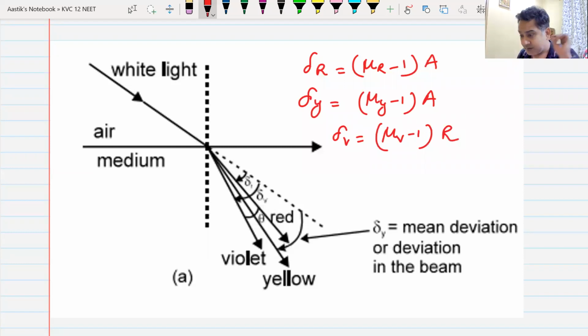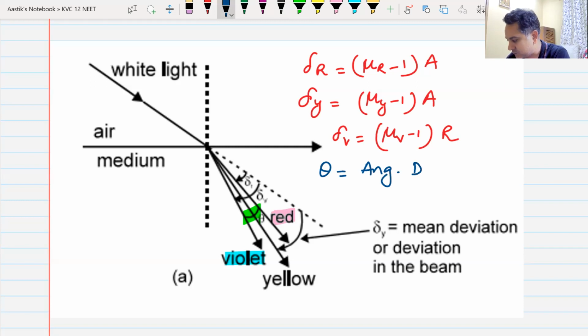Now you can see the angle between the red and the violet light. This is the red light, and this is the violet light. Yellow is somewhere in between. There is an angle that you see between the red and the violet. Do you see this angle theta? This angle theta, which is the angle between the red and the violet light, is known as angular dispersion. This basically tells us how much the red and the violet light have gone away from each other.